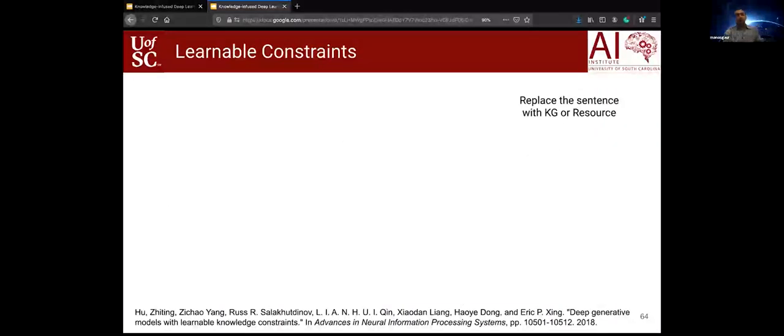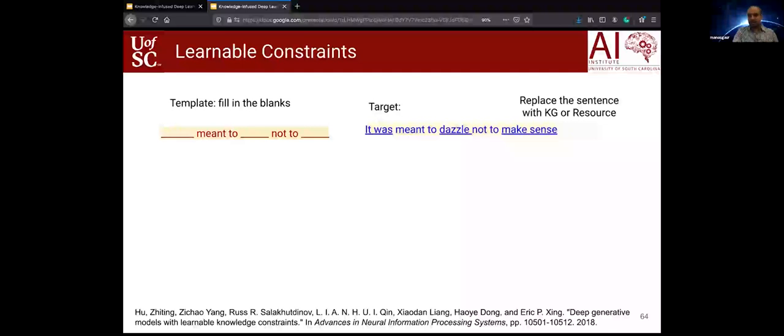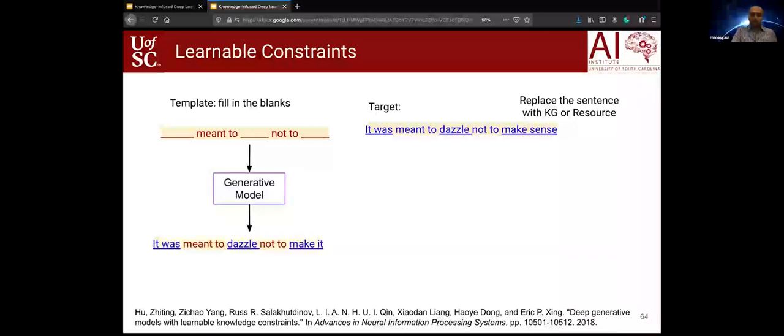So let's take an example of a learnable constraint to concretize this thought. Suppose you have a sentence, which is a fill in the blanks, and you want to give a response to this sentence, and you have a target sentence. For now, just consider that I have only a sentence, the complete form of the sentence, as a target, but you can replace the sentence with a knowledge graph or a resource. What you do is train a generative model to take this input and predict some random words to form a complete sentence. But in order to train a generative model, you need a kind of constraint, since generative models by default can generate random words which may or may not make sense.